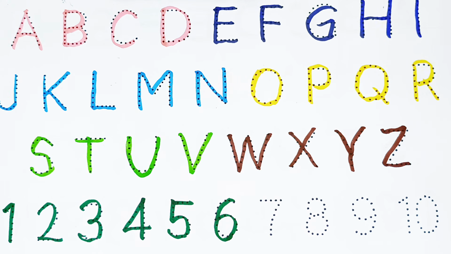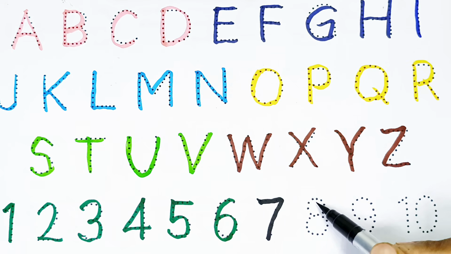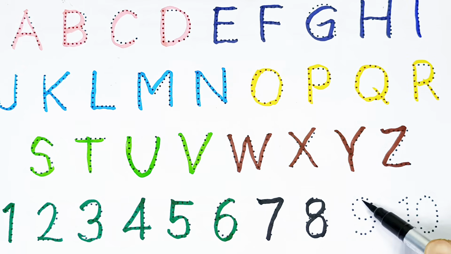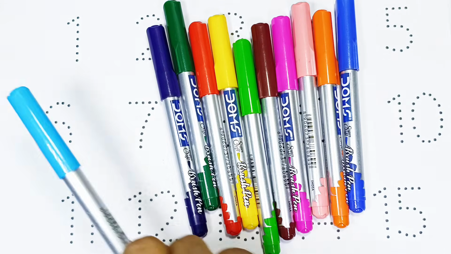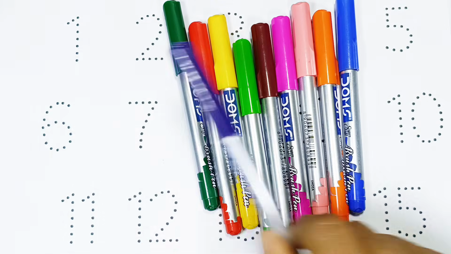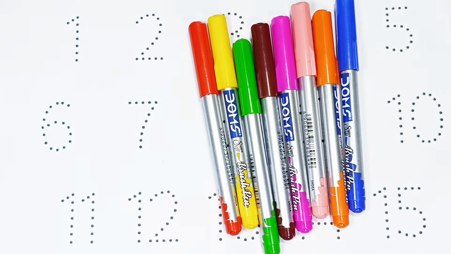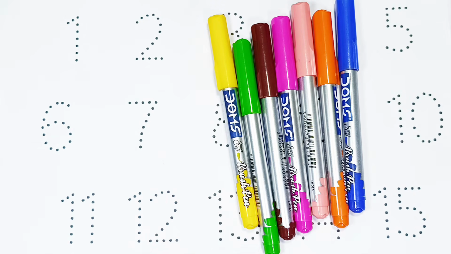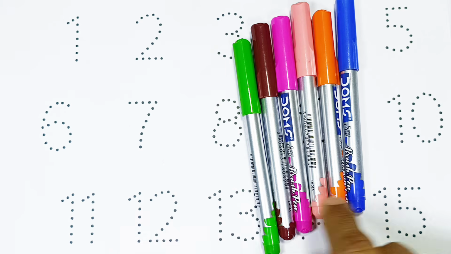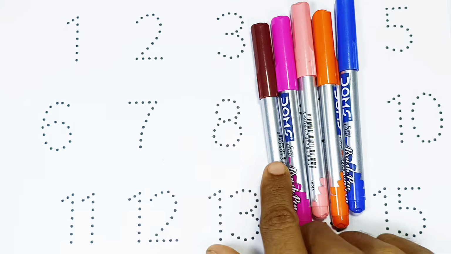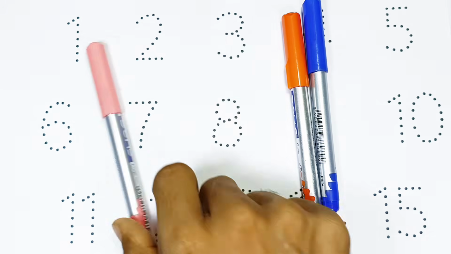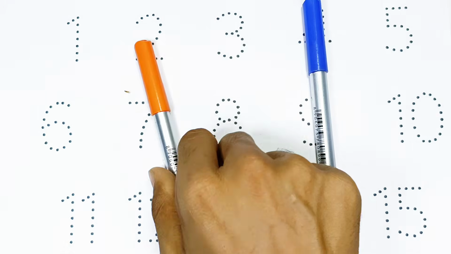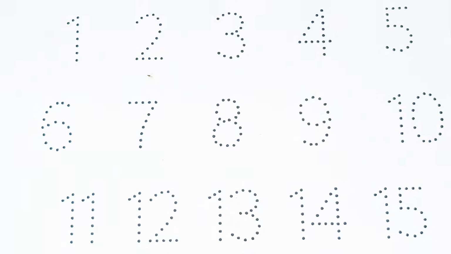The numbers of 7, 8, 9, and 10. Black color, sky blue color, purple color, green color, red color, yellow color, light green color, brown color, pink color, light pink color, orange color, and blue color.